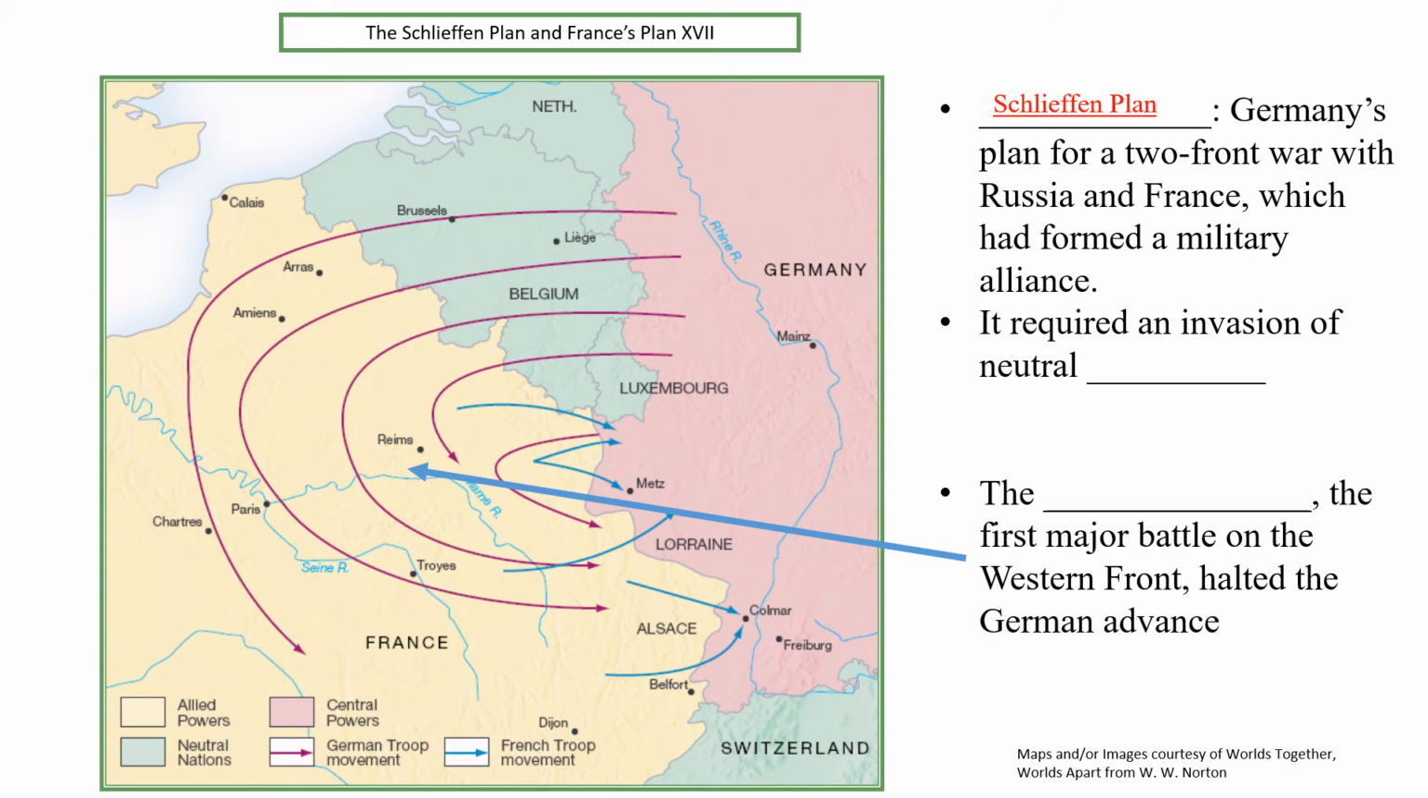Here you see the Schlieffen Plan. So this was Germany's grand plan to try to win this thing. But because they have to invade Belgium, that means that basically Belgium, their ally, their protector is the British. So that guarantees British involvement in the conflict.